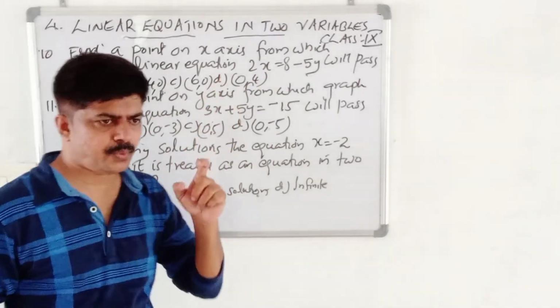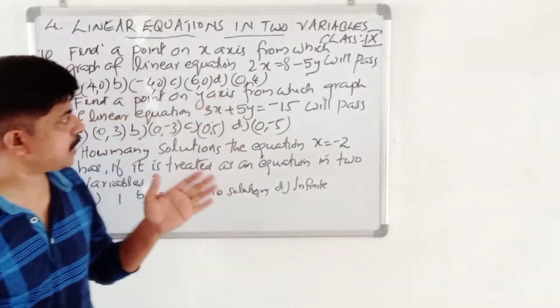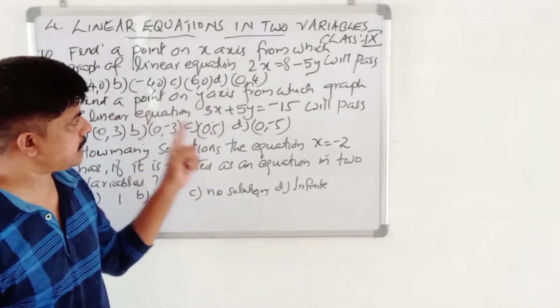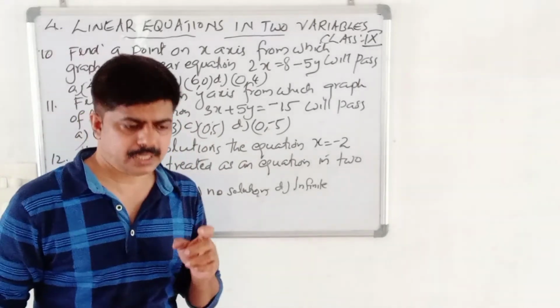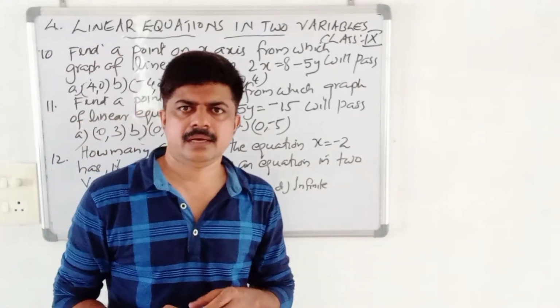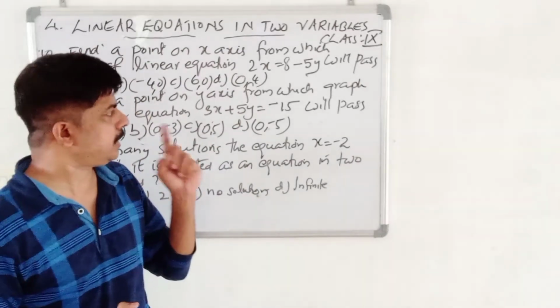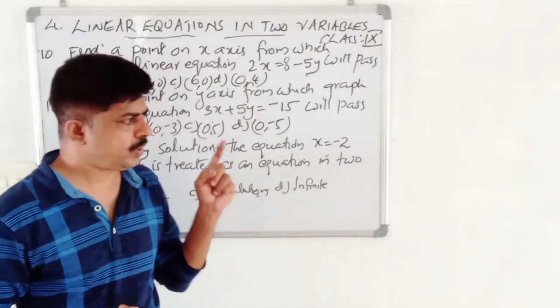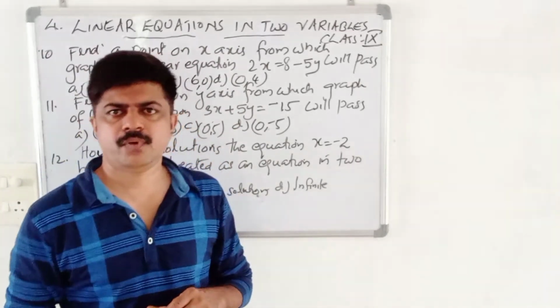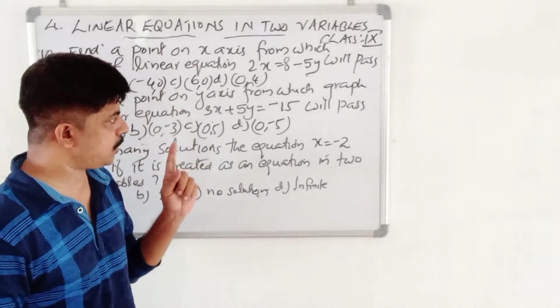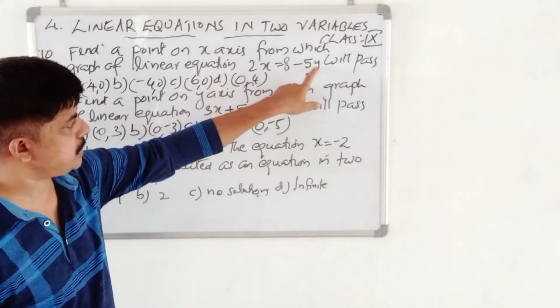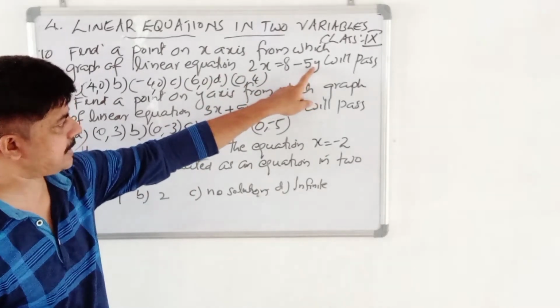We have to find a point on the x-axis, that intersecting point. Graph will intersect the x-axis at one point. What is that point? We know that the general form of a point on the x-axis is (x, 0). Therefore, we can put y value 0. Y will always be 0 on the x-axis.